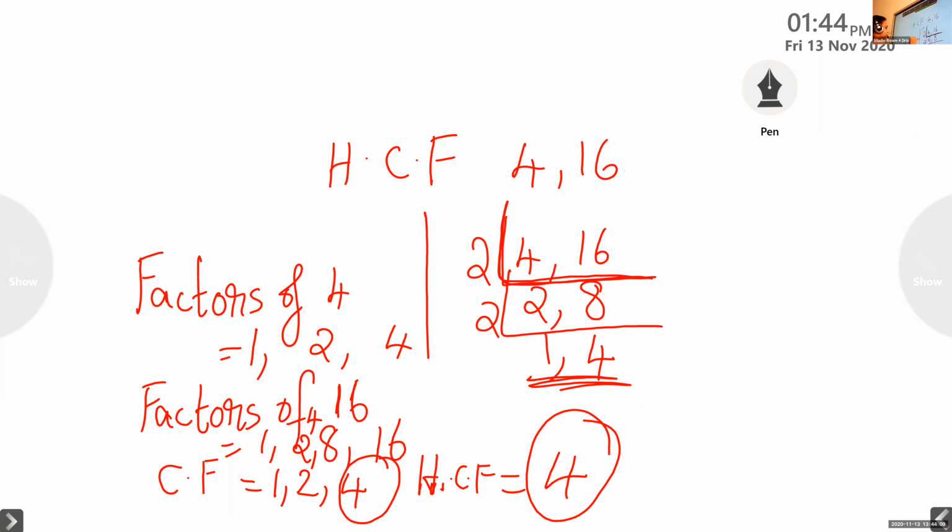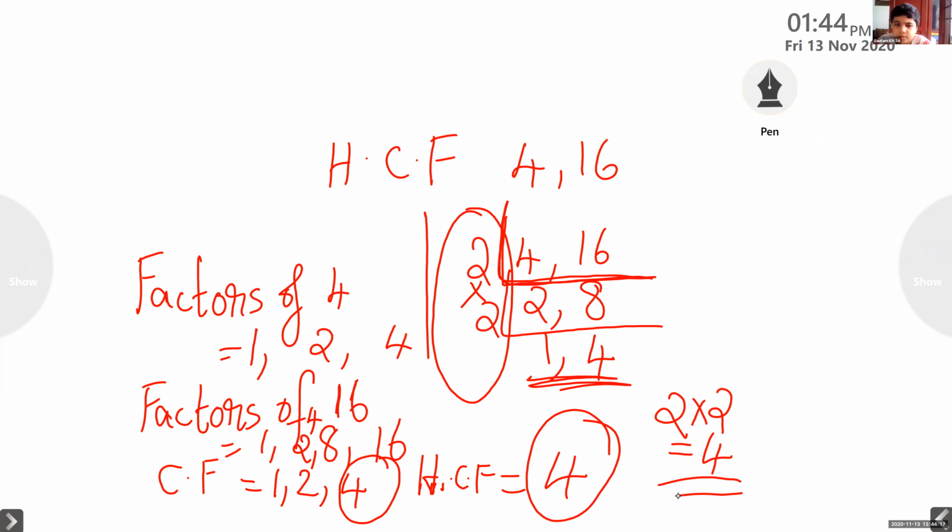We will do only these two numbers. 2 into 2, so we can write 2 into 2 again. So children, these are the two methods we can use to find HCF. Here, first we can write the factors. So how can we find the factors? You can see in which multiplication tables number 4 comes as a product.